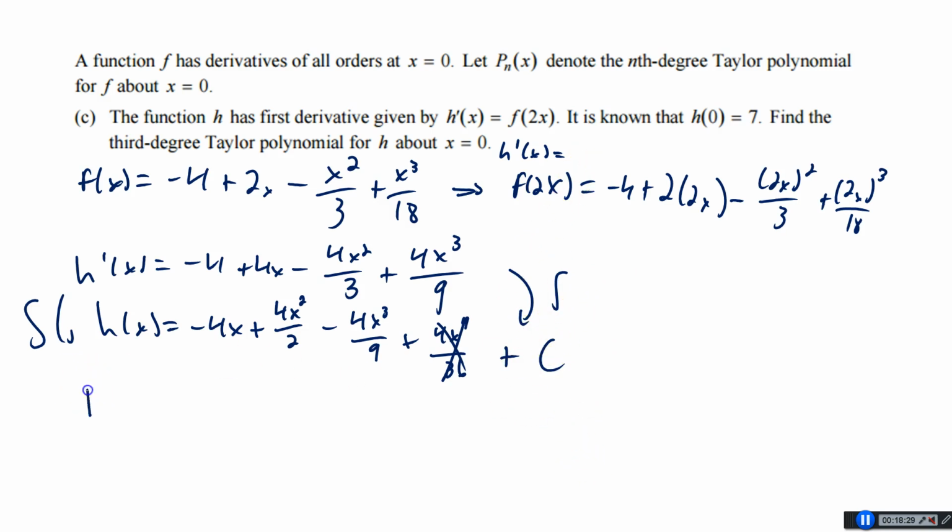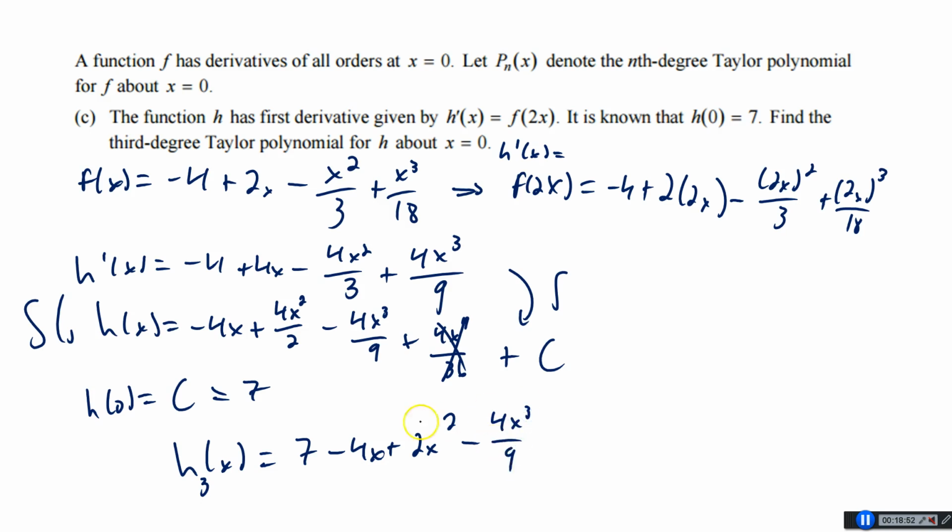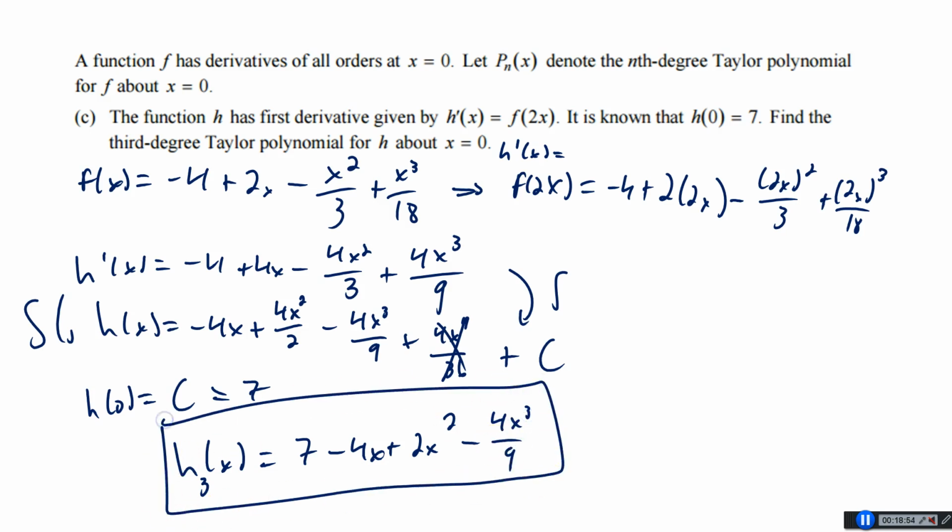Now what do they tell us? They tell us that h of 0, which, everything goes away here, so it's just c, is 7. So c is 7. So h3 of x, because it's the third degree polynomial, is going to be equal to 7 minus 4x plus 4x squared over 2, which is 2x squared, minus 4x cubed over 9. And there you go. A little bit tricky. Not impossible, right? It's a puzzle. I love these problems. I give you just enough information to do these.